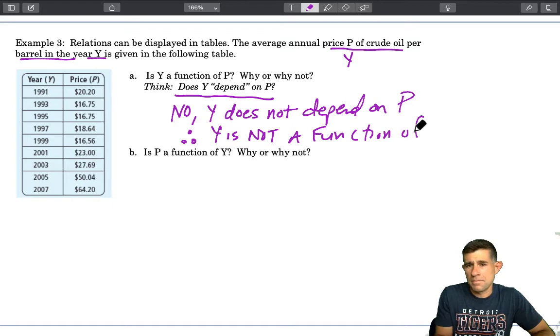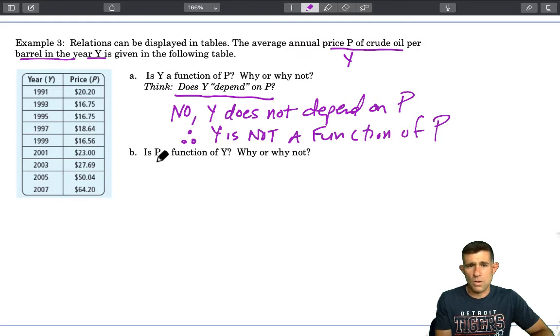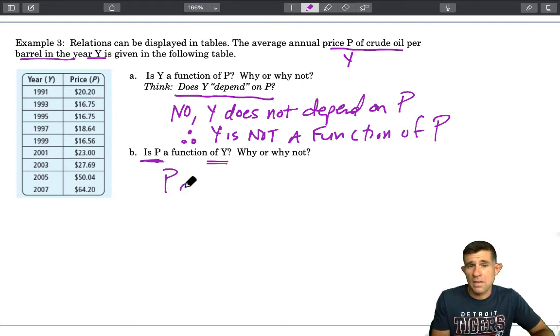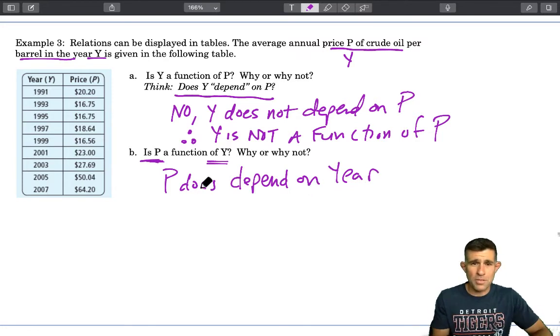of P. All right, now we're going to flip-flop that around here, and we're going to take a look and say, is P, price, a function of Y? Why or why not? So if price is a function of the year, then we have to remember that, yes, P does depend, all right? It does depend on the year, typically based on inflation and monetary values and economic principles. We would say price is going to fluctuate based on the year here.